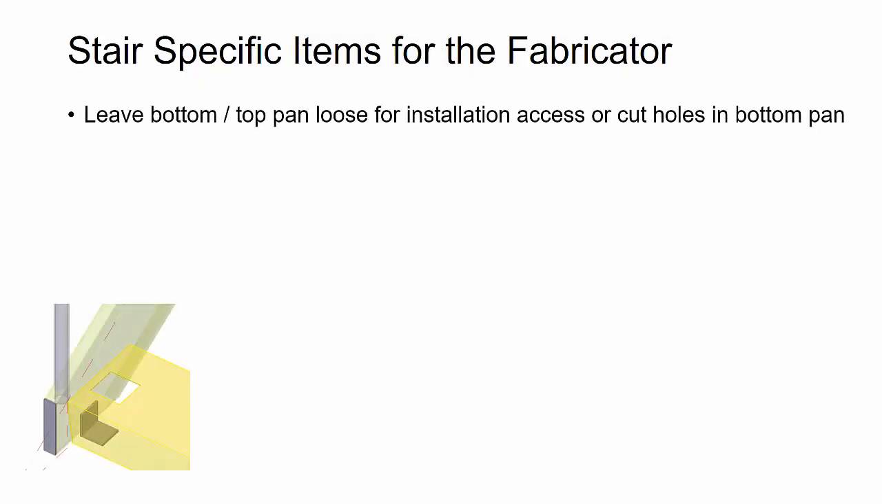Now sometimes you'll need to leave a bottom or top pan loose for the stair installation access, or you may even cut holes in the bottom pan and send out patches to the field to be welded afterwards. So you can see in the image here that I'm at the bottom of the stair where we're expansion anchoring into the concrete, and so I may need access holes to get my hands in there or get equipment in there to actually tighten and put that bolt in. Or you just may ship that whole bottom pan loose as a separate assembly and then field weld that into place.